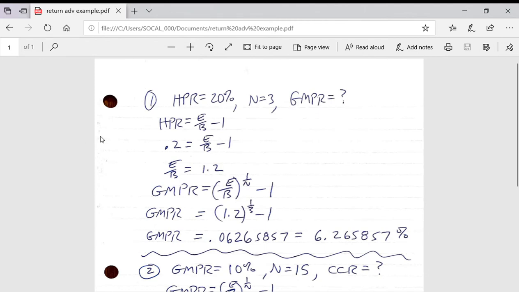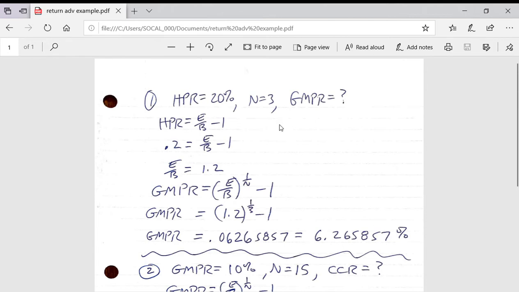Hello, I'd now like to show you how we can go from one type of return to another type of return. So on this problem number one, we assume the HPR, the holding period return, is equal to 20%. We're given the information that the investment horizon involves n equals 3 periods, and we're asked to determine what the geometric mean periodic return would be.